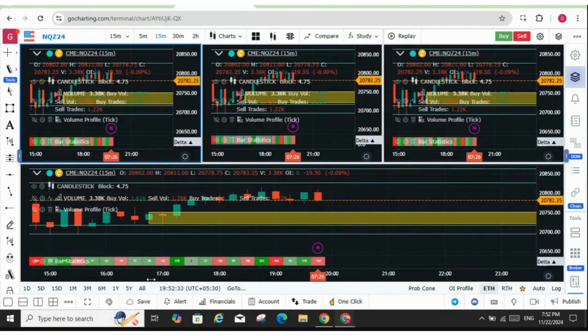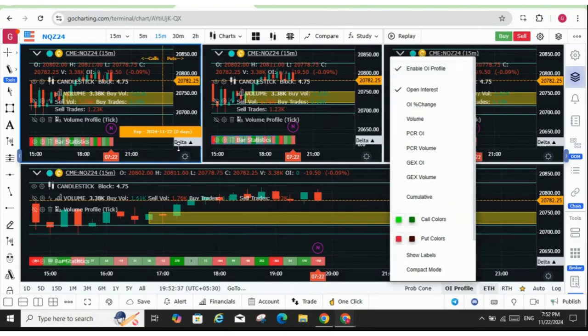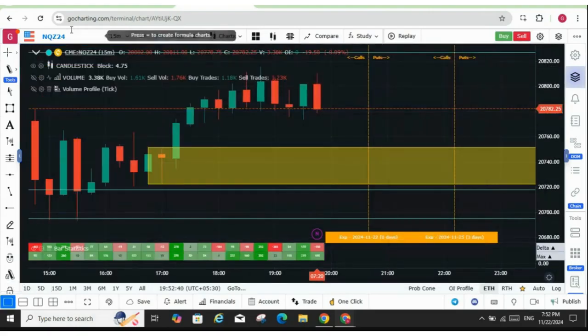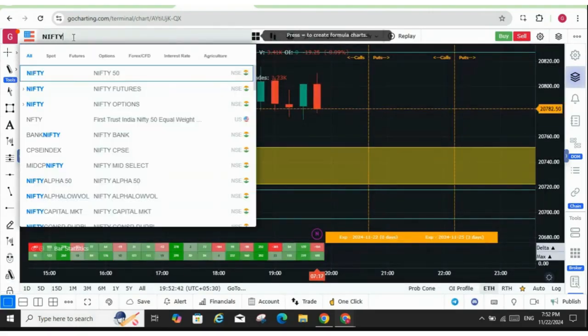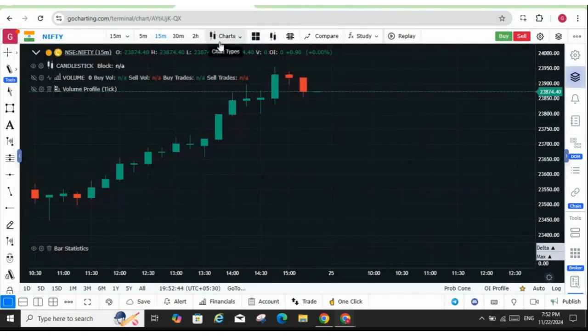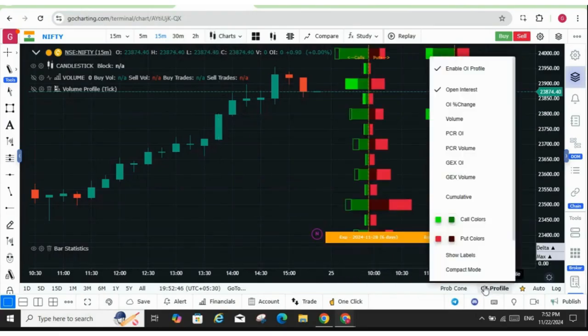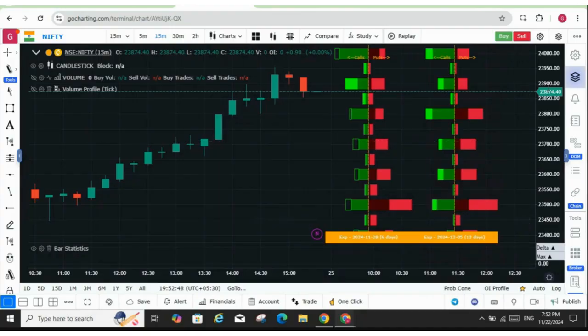Okay, then we have this OI profile. This is very popular. You can enable the OI profile. So, for example, if you want to see the Nifty chart, for Nifty 50 the OI profile is enabled, and this is the OI profile.